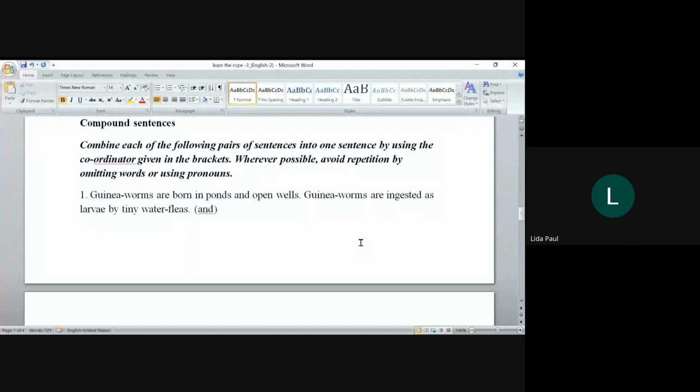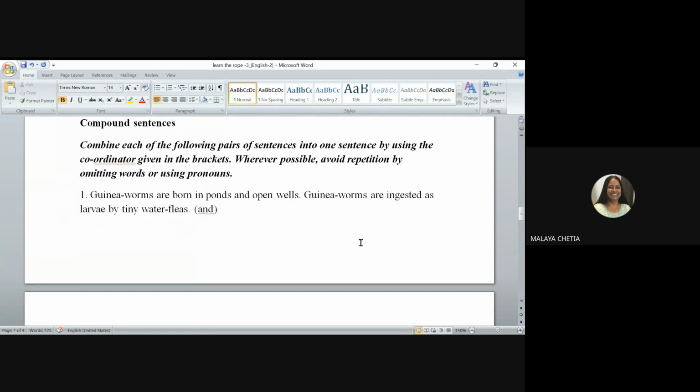The first one here: guinea worms are born in ponds and open wells. Second sentence: guinea worms are ingested as larvae by tiny water fleas. The conjunction you're supposed to use is and. How will you combine the sentence? Ma'am, maybe after wells, it will be and then. Yeah, that's right. And what will be the following sentence?